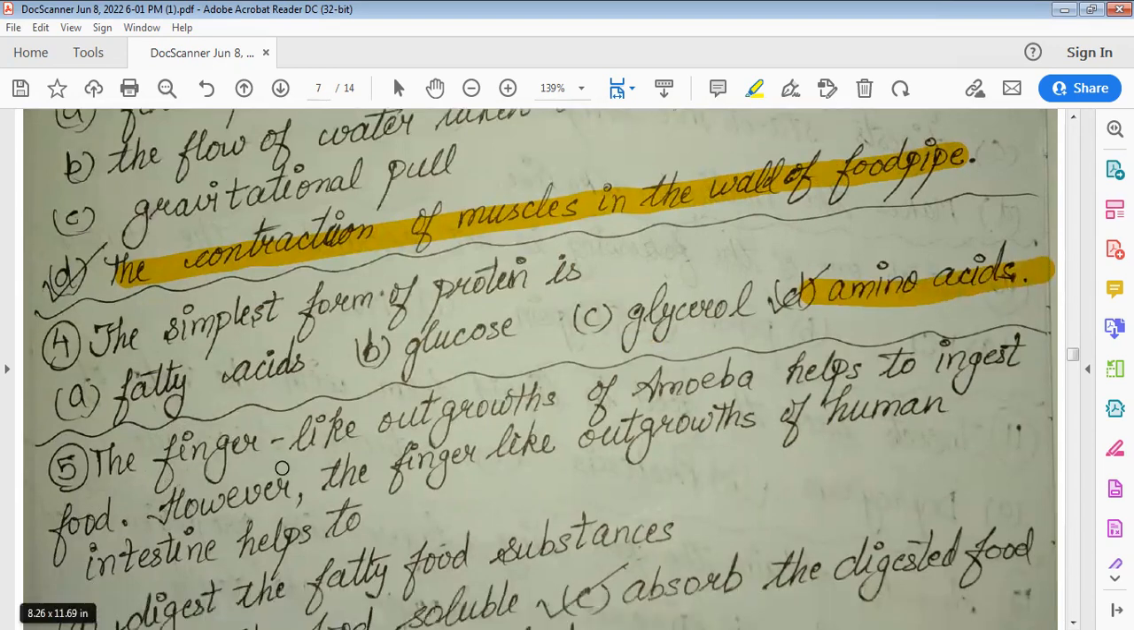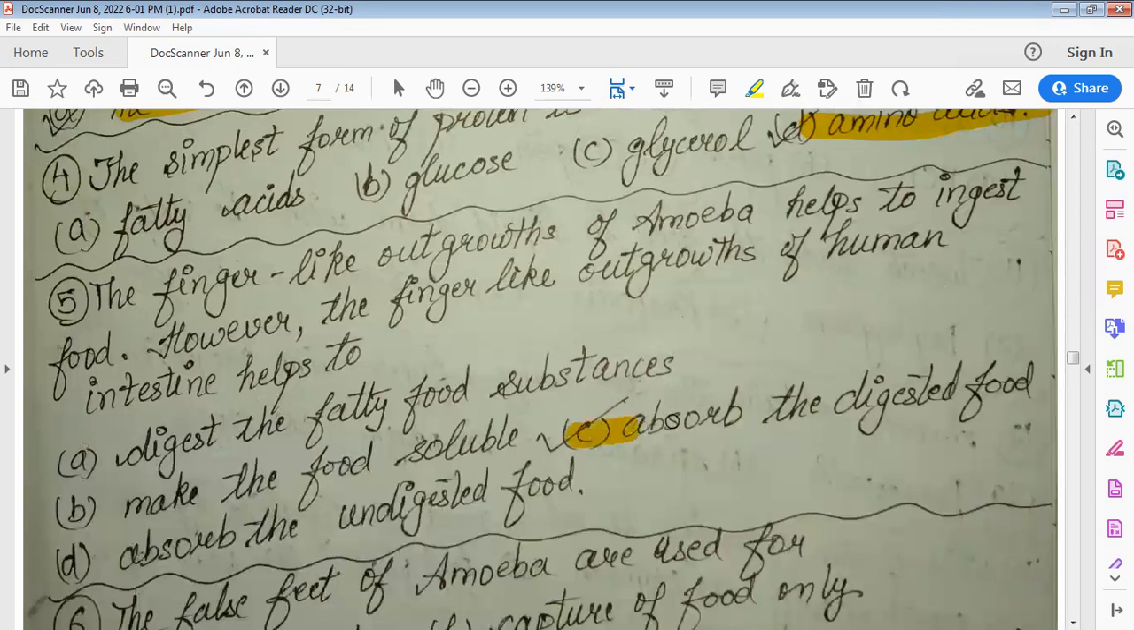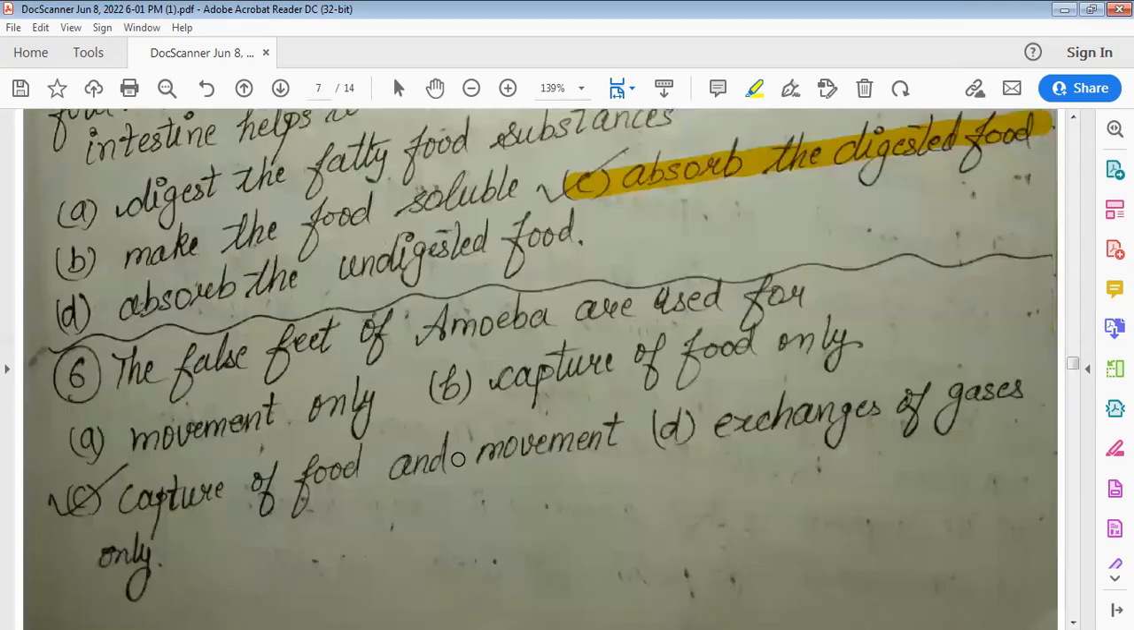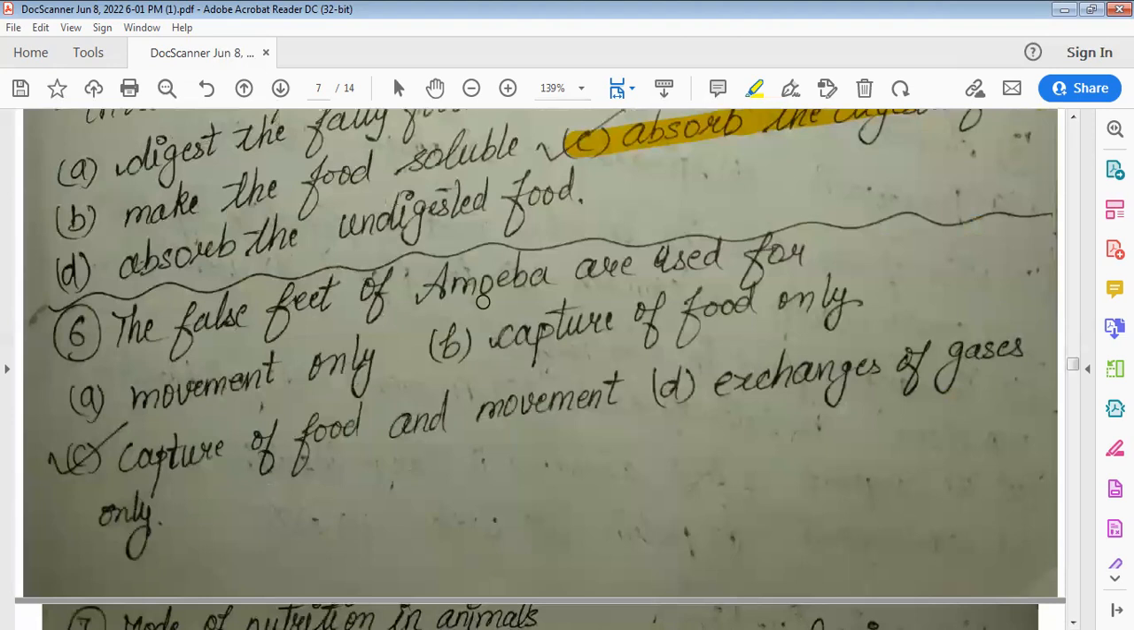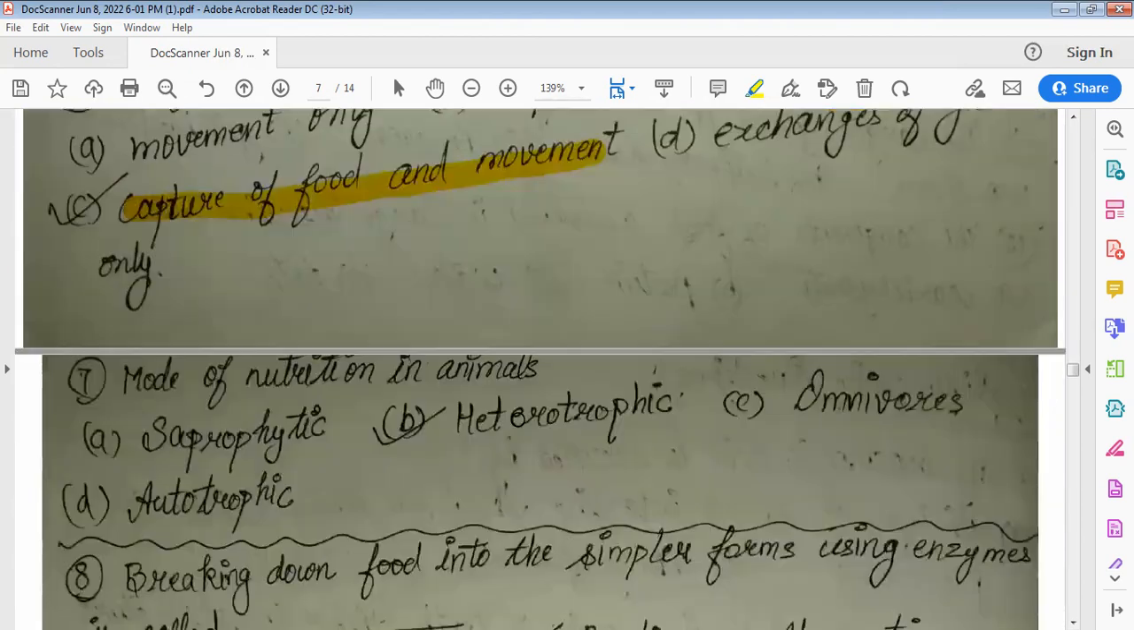The finger-like outgrowth of amoeba helps to ingest food. However, the finger-like outgrowth of the human intestine helps to absorb the digested food. The false feet of amoeba are used for capture of food and movement.